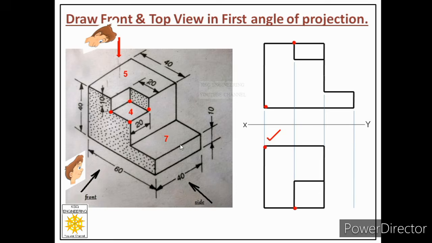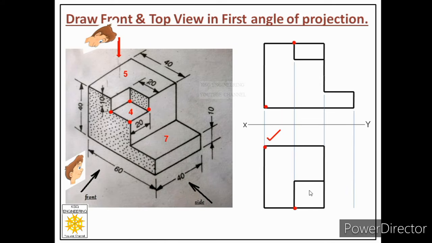There is no need to draw these two edges of phase 4. Why? Because this edge of phase 4 is just below this edge of phase 5, which is already drawn in the drawing. Similarly, this edge of phase 4 is just below this edge of phase 5, which is already drawn. So you can see we are ready with the drawing of phase 4 also.